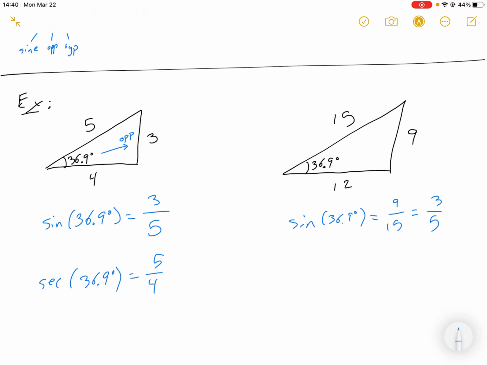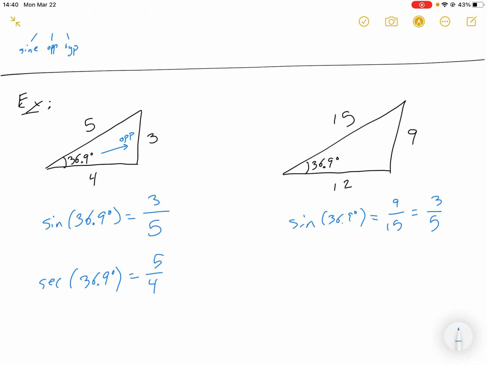So remember, these functions give you ratios. The triangle itself could be different, right? These triangles are different triangles, even though they are similar. If you forgot what the word similar means, it just means that one has grown or shrunk. But the ratio, the trig function, stays the same.